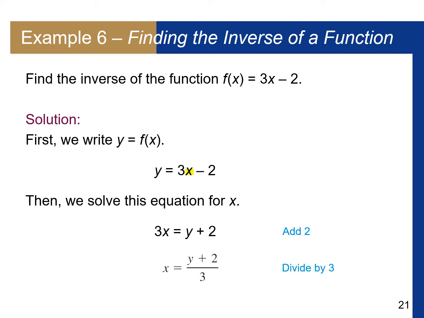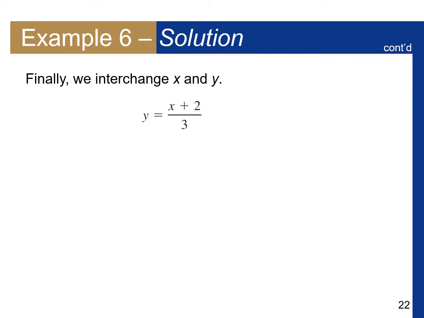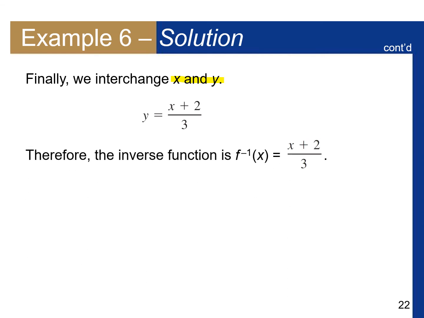Now I'm going to go to the next slide. x equals y plus 2 over 3. And now I interchange x and y. So instead of x equals, I put y equals. Instead of y plus 2, I put x plus 2. You're just swapping the x and the y at this point. Once you get it equal to x, you swap the x and the y. So the inverse function is in fact x plus 2 over 3.